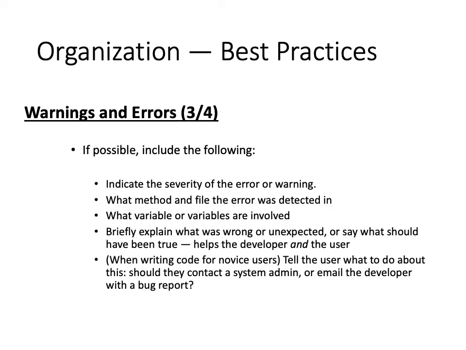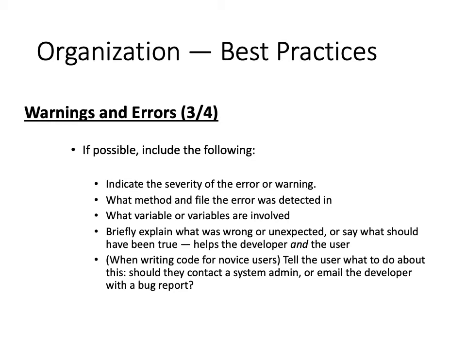If possible, in errors and warnings, you want to include as many of the following as possible. Try to indicate the severity of the error or warning. Is this a fatal error? Is this a severe warning? Is this an FYI kind of warning? You want to indicate the method and the file, and maybe even the line number that the error was detected in. And if you remember from the previous lecture where we talked about the stages of compilation, you know some ways that you can actually do that.